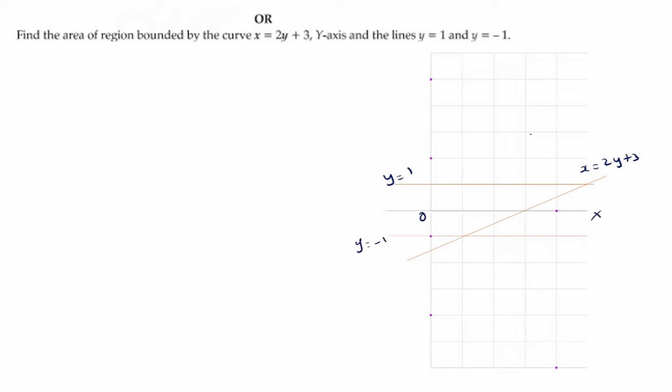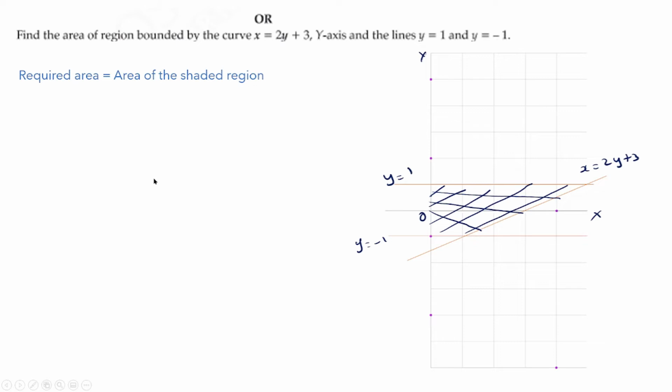This is the x-axis and this is the y-axis. So the region bounded by this curve, the lines y equal to 1 and y equal to minus 1 is this part. So the required area is the area of the shaded region. This is minus 1 and this is 1. So it is the integral from minus 1 to 1 of f of y dy. So we have to find the area of this region.